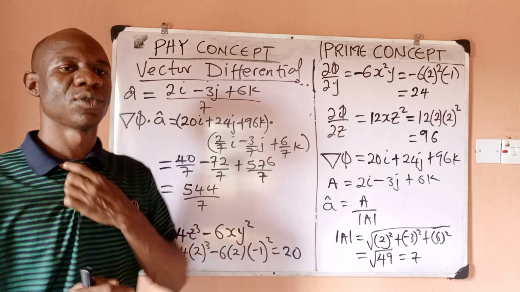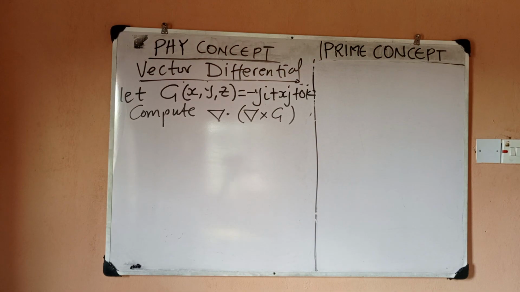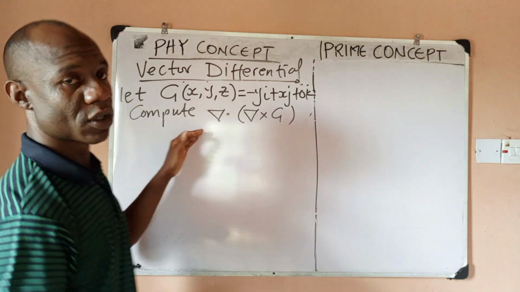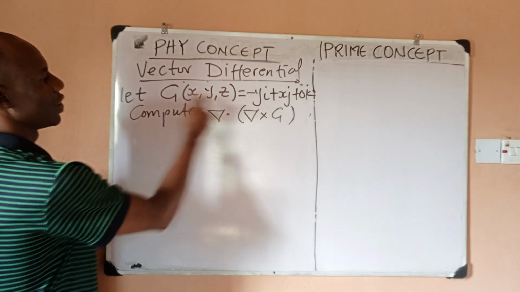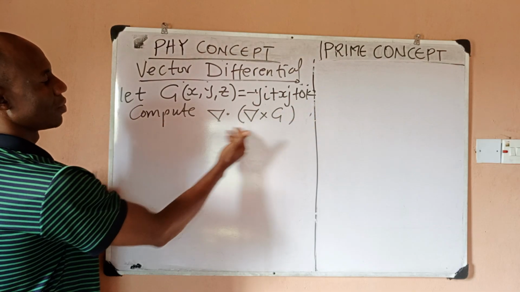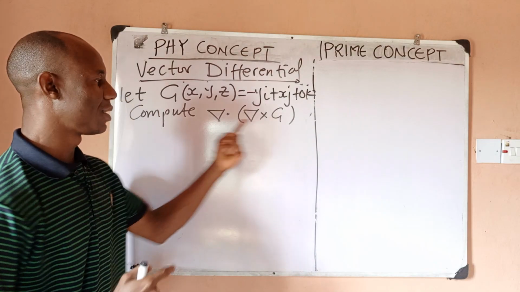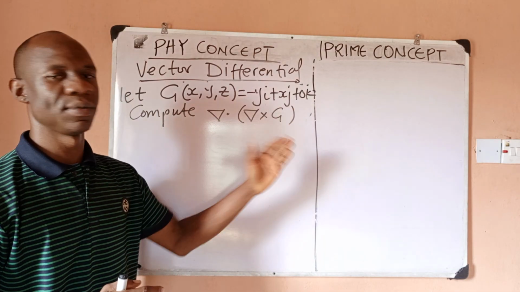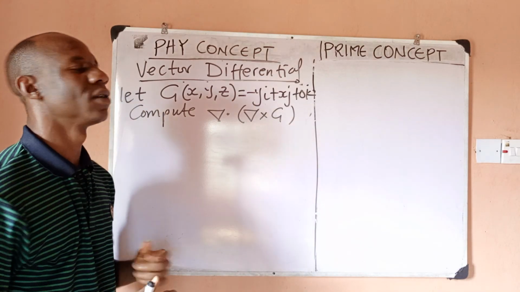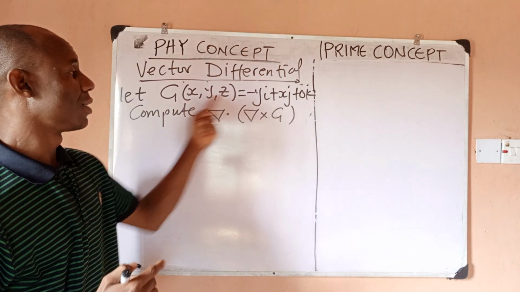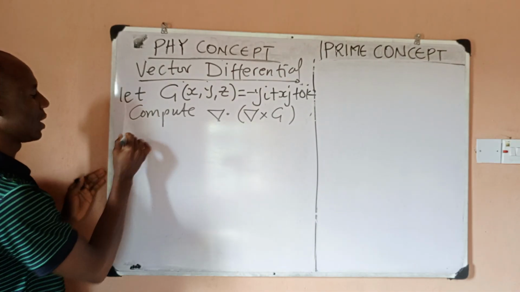So I want to quickly jump to number 2, the next question. All right, now I want to solve the second one. This is very simple. They said let G equal this, compute this. Of course, from what we explained in our previous video, you should know that this result would always be 0. But they want us to show that using the vectors they have given to us. So we're going to do it gradually.